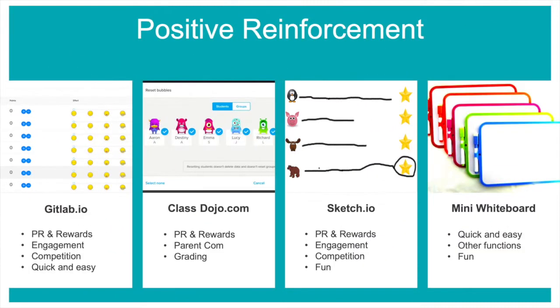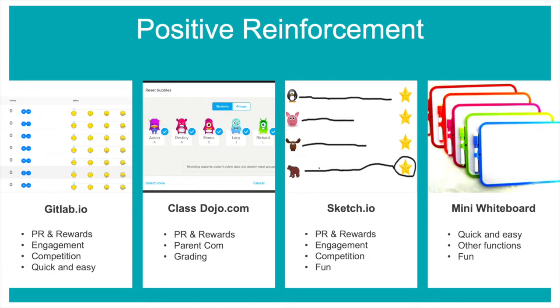So depending on how your class is set up, here are just 4 useful resources for providing positive reinforcement and tracking effort during class. First, we have GetLab, where we can give points and rewards to help student engagement and increase competition during class. This is quick and easy to use.